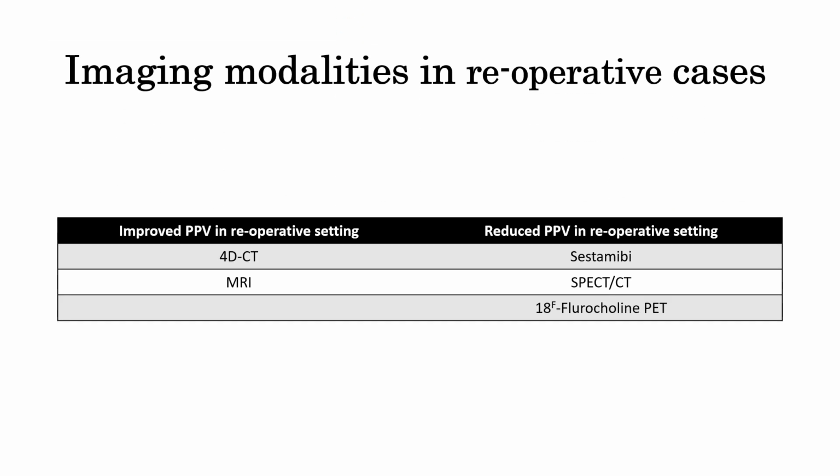So the positive predictive value and sensitivity differ when the patient is a first-time patient or a reoperative one, where the advantage in reoperative patients is for 4D CT and MRI, while the positive predictive value for sestamibi, ultrasound, SPECT CT, and PET scan is reduced in reoperative patients.